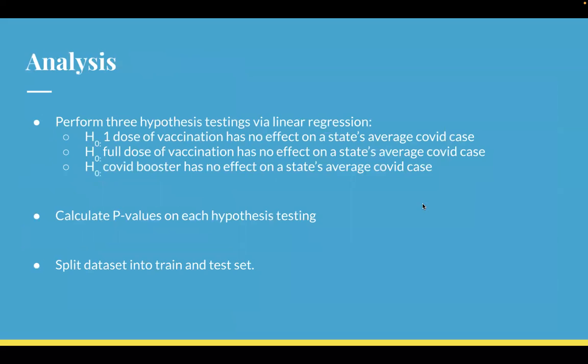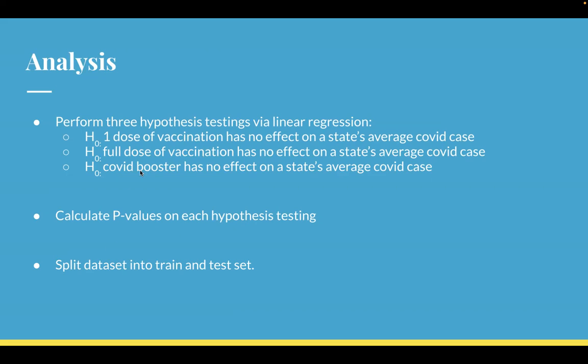In terms of the analysis, I perform three hypothesis tests via linear regression. As you can see, my first null hypothesis assumes that the first dosage of vaccination has no effect on the state's average COVID case. My second null hypothesis is that the full dosage vaccination has no effect on the state's average COVID case, and the third is about the COVID booster. In order to test the hypotheses, I use the p-value.